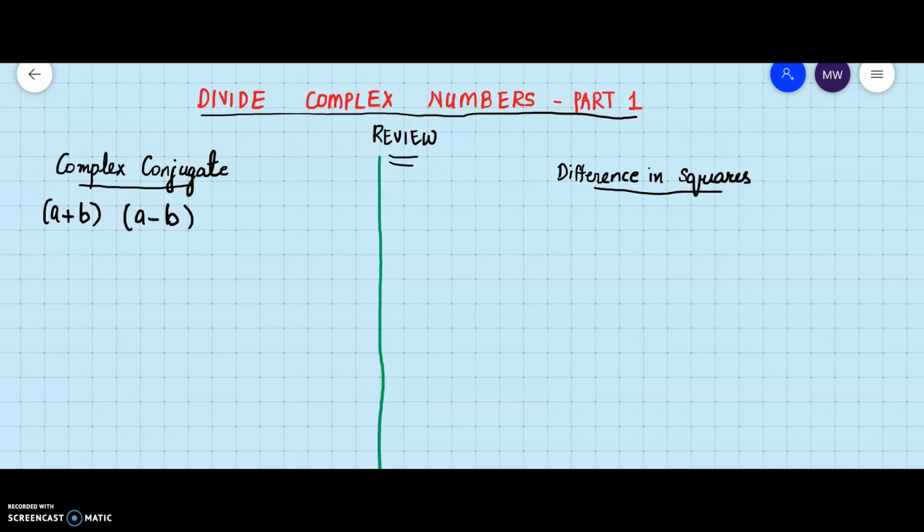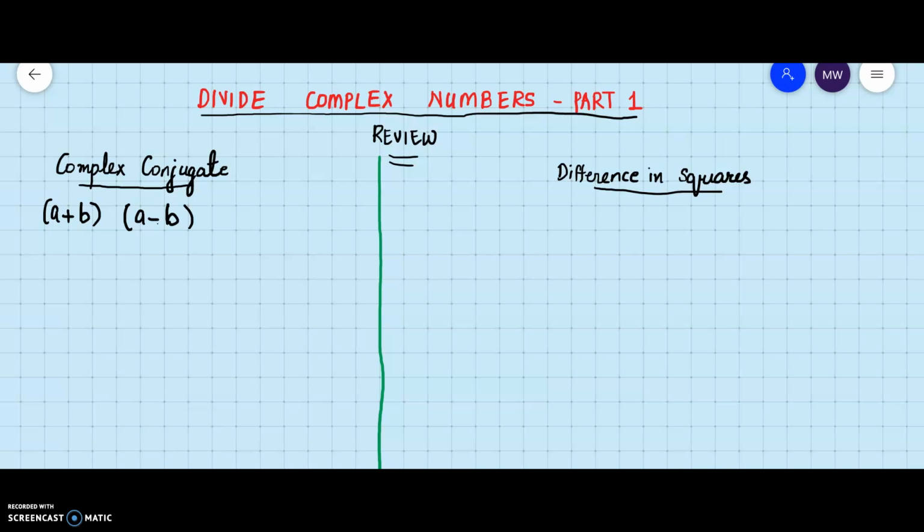So if one factor is a plus b, the other factor you write as a minus b, with the opposite sign. So a and b are the same, but the b will change the sign. Positive b will change the sign to negative b. So that is the only thing we need to remember in conjugates.